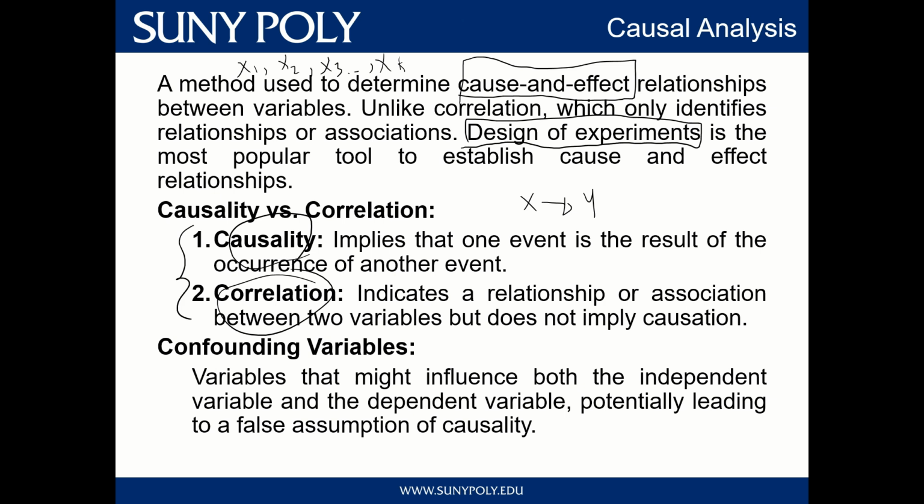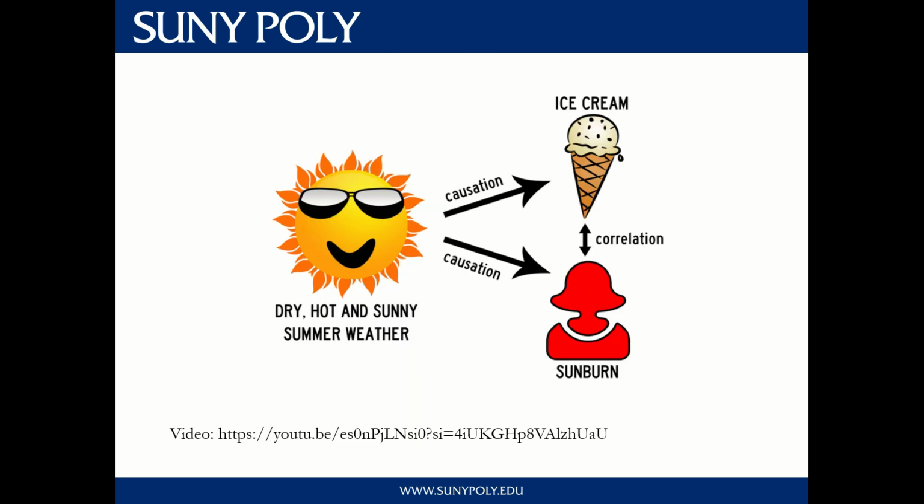In addition, you have to be careful because you might make mistakes, for example, if there are confounding variables. A confounding variable is a variable that might influence both the independent variable and the dependent variable, and potentially it will lead to the assumption of causality, and that will be a mistake. So let me show you an example.